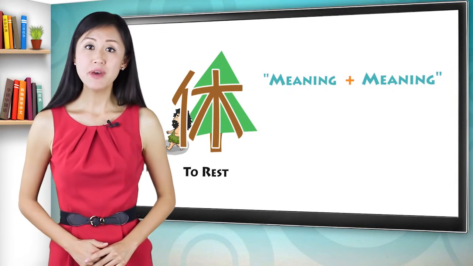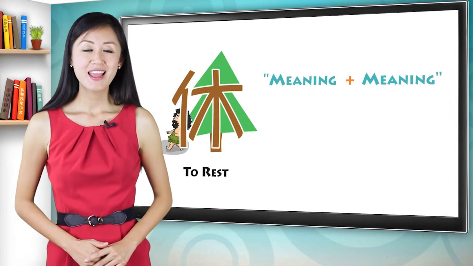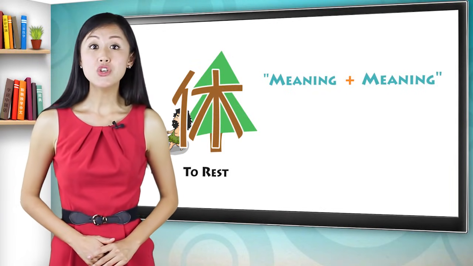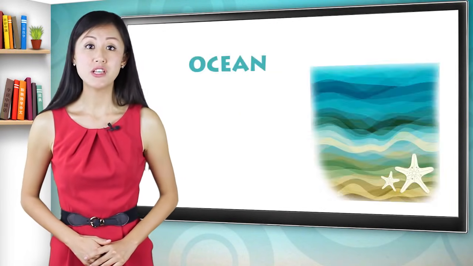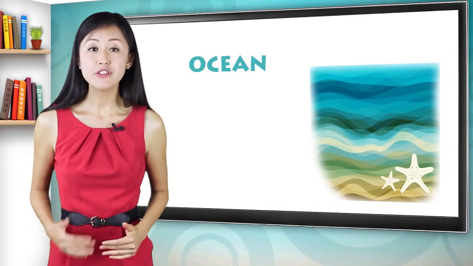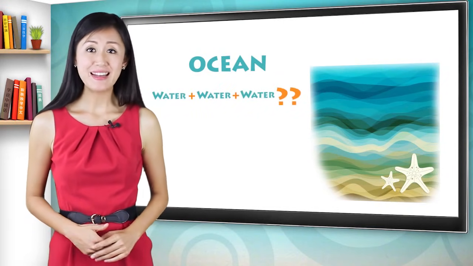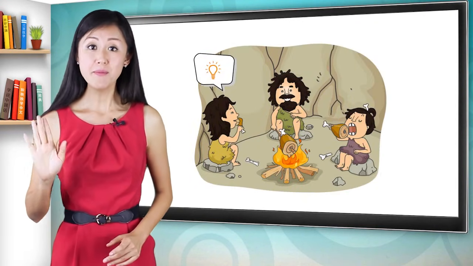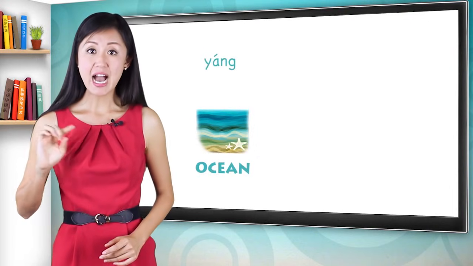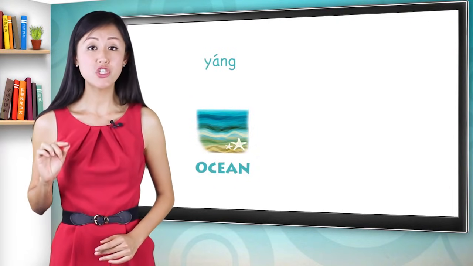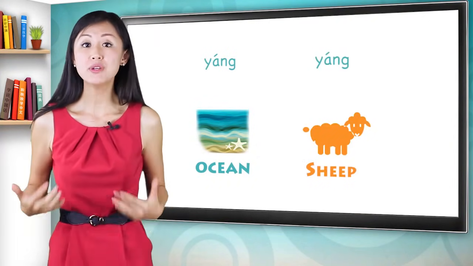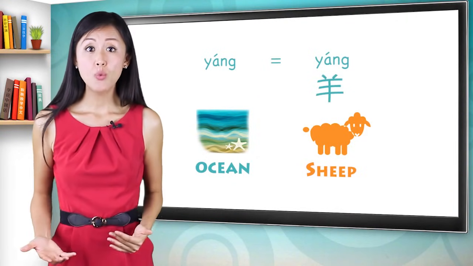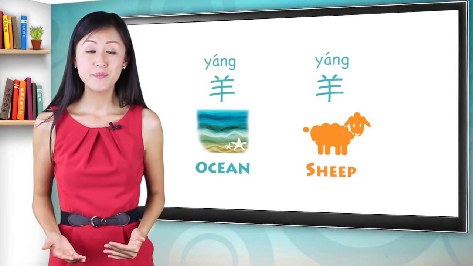They needed a new method for creating characters. I like to imagine that the process went something like this. They needed a new character to represent the word ocean. Maybe they tried putting together several characters for water, but it just didn't look quite right. So someone said, hey, wait a minute. The word for ocean, yang, sounds exactly like the word for sheep, yang. They're both pronounced yang. Everybody knows the sheep character already. Why don't we just use the same one?